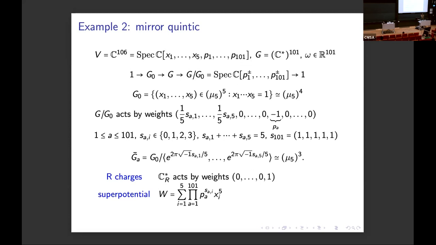The details are not so important, but just to show that it's a lot more complicated. The gauge group is 101 dimensional, and R charge still acts on the last coordinate. One can check that with this action the superpotential is invariant under the action of the gauge group G.